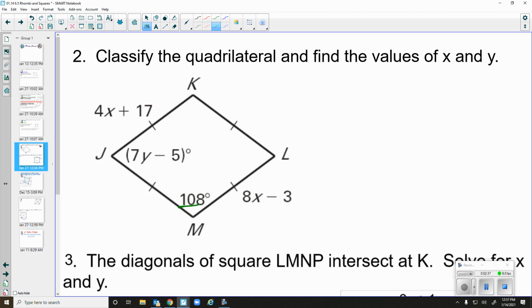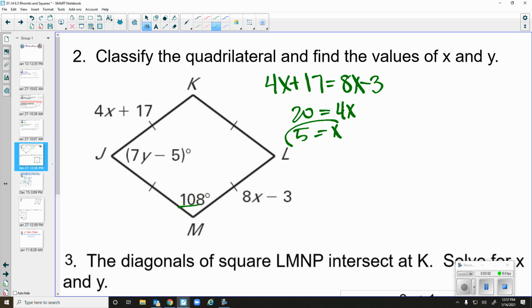So since it is a rhombus, solving for x and y, what's your setup to solve? Sure, x is 5. What was your setup to get to that? Yeah, 4x plus 17 equals 8x minus 3. So 4x is equal to 20, so x is 5.